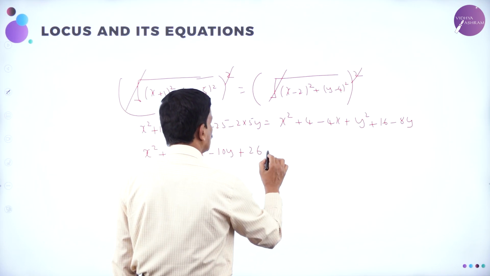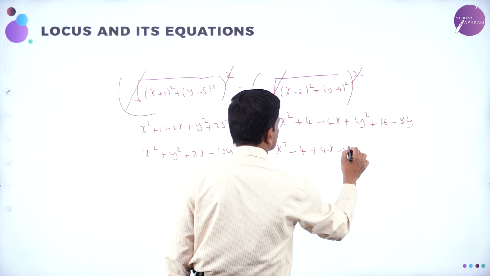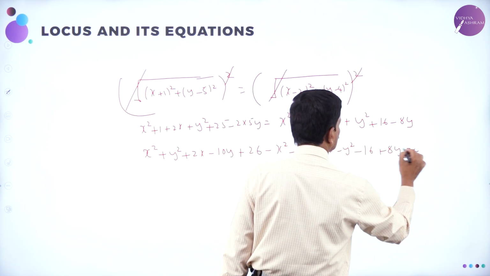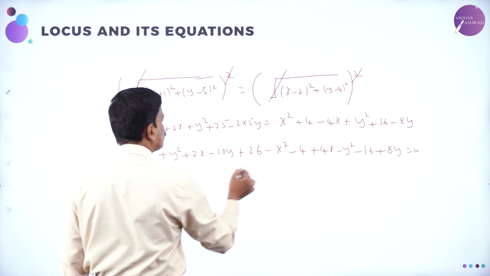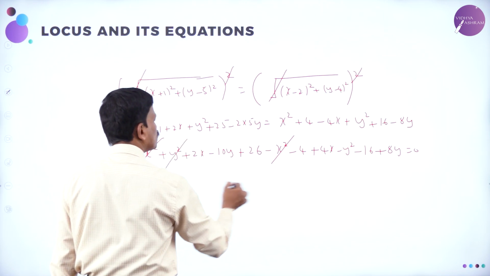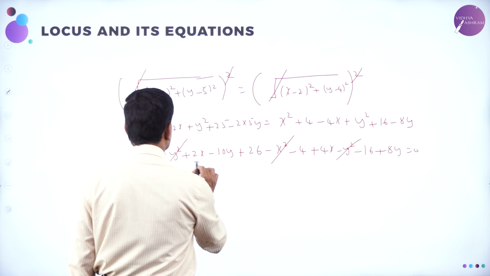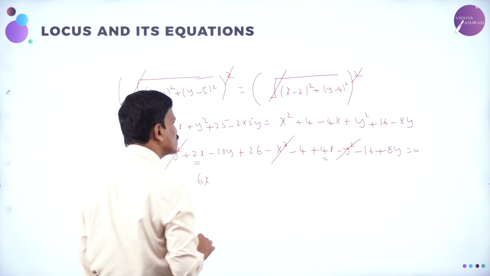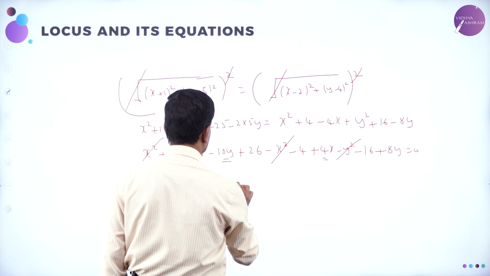And transfer this to the left hand side. Minus x square minus 4 plus 4x minus y square minus 16 plus 8y is equal to 0. Now cancel the terms which get cancelled. So x square and minus x square, y square minus y square get cancelled. And what is left over is x terms. Plus 2x here plus 4x is 6x. Next y terms: minus 10y plus 8y is minus 2y.